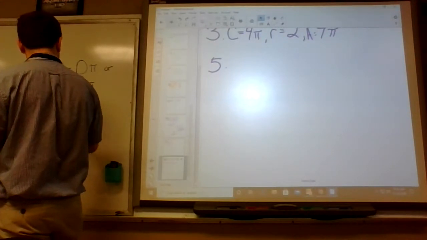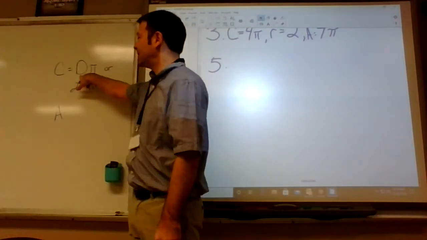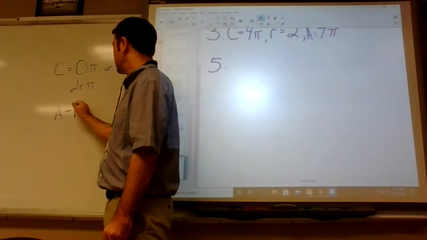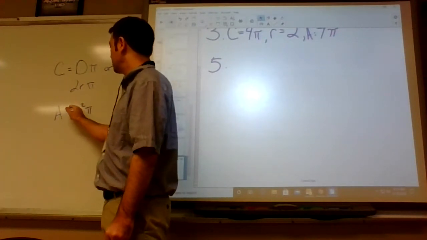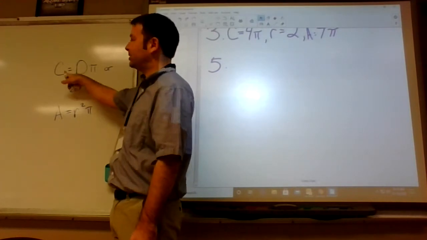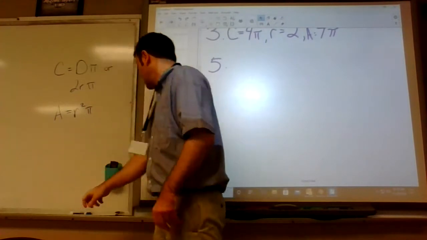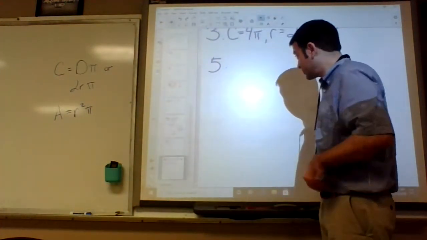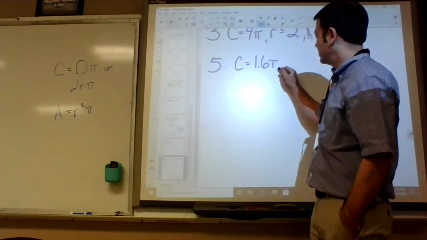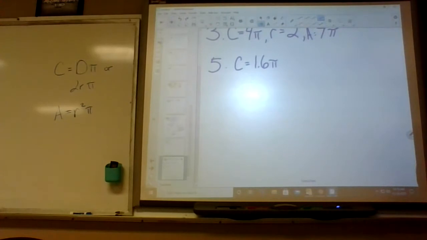1.3 times the radius squared? No. The diameter times pi. 1.6 times pi. The diameter times pi gives you the circumference. So it's 1.6 pi. So that was the first one. Circumference equals 1.6 pi. If the diameter is 1.6, how could we find the radius?